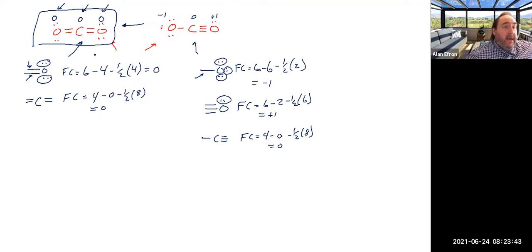You do need to be able to calculate formal charge. So again, if you draw a Lewis structure, however you draw it, you do need to be able to calculate the formal charge, obviously, of every element that's present. Any questions on any of that there?